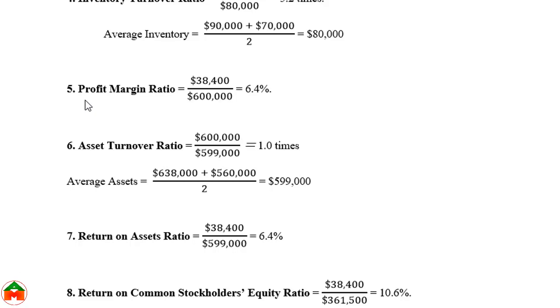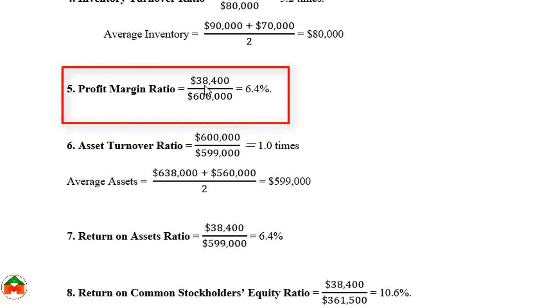So this is the calculation of profit margin ratio. We need to divide the net income 38,400 by the net sales 6 lakh. The amount is 6.4%. That means comparing the sales, our profit margin ratio is 6.4%.